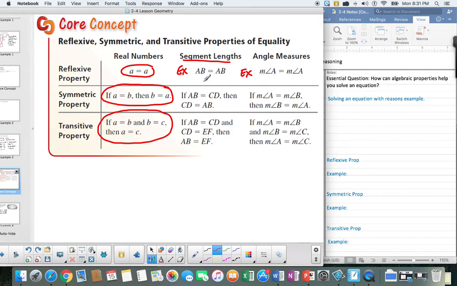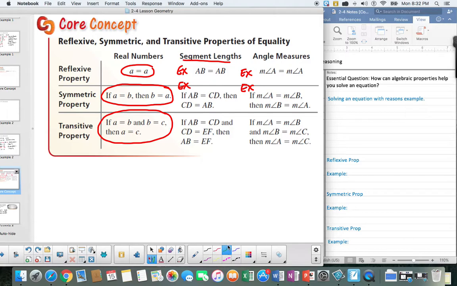And I always think of it as when something is equal to itself. Now the symmetric property is when you change the order. So if A is equal to B, then B is equal to A. Now this would be the example if you're using segment lengths. You just change the order that they're equal. Or here's an example when you're using angles. You just change their order.